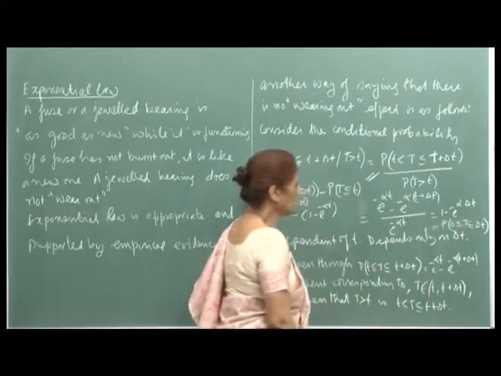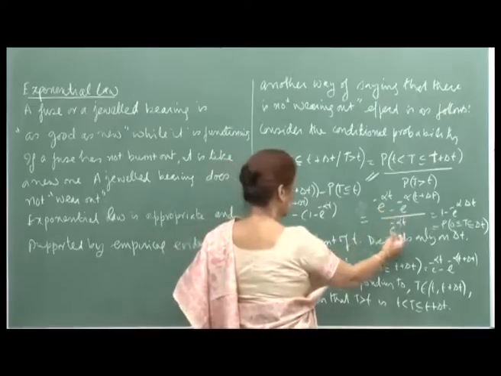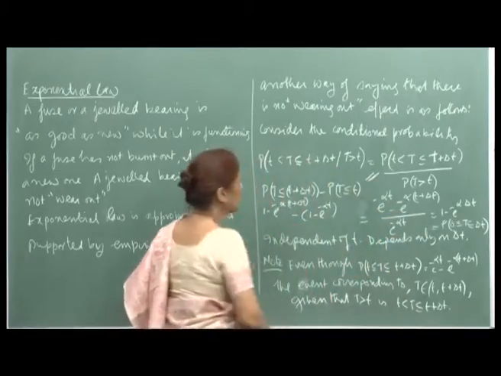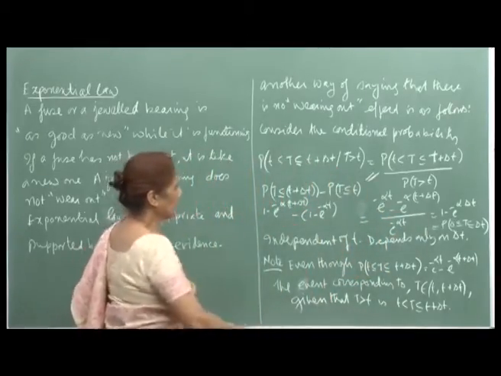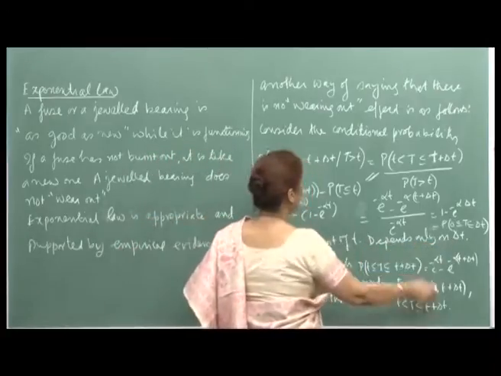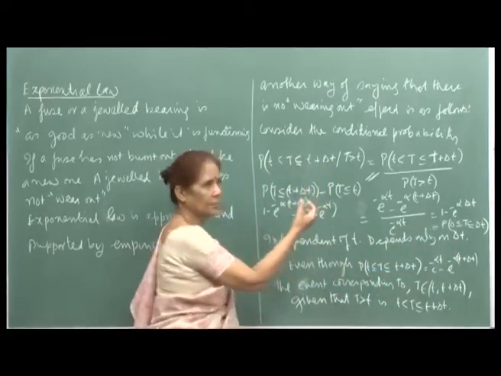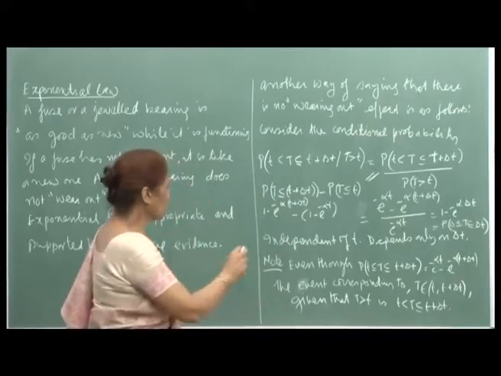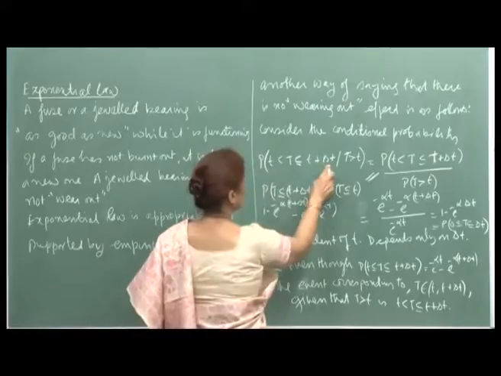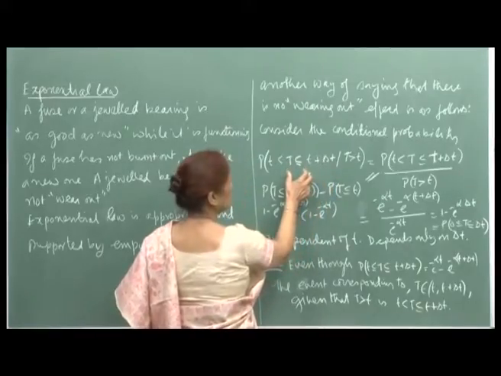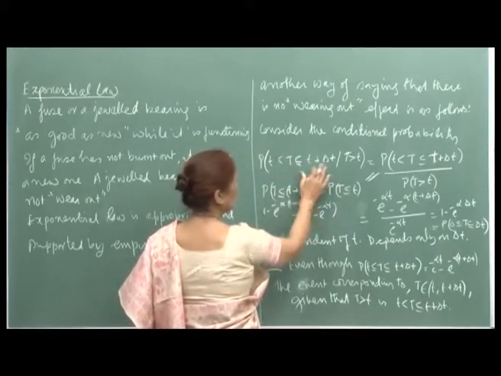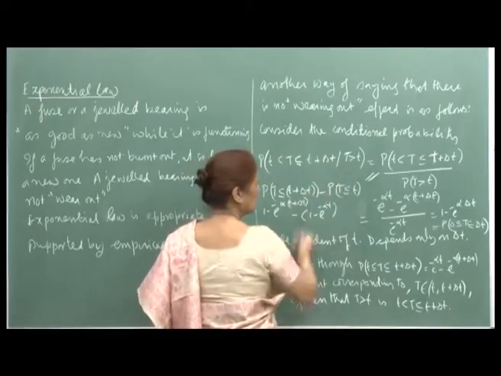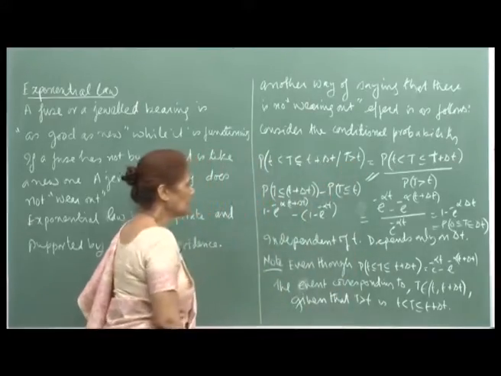So, this tells you that this conditional probability is independent of t, and depends only on delta t, that is, depends only on the length of the interval that you are considering. That means, here from t to t plus delta t, the length of the interval is delta t. So, this conditional probability is independent of t and depends only on delta t.